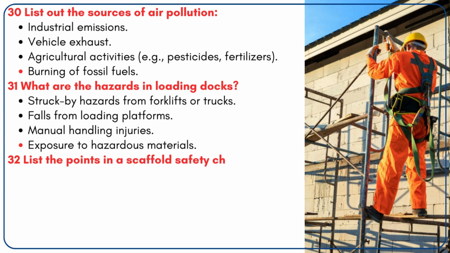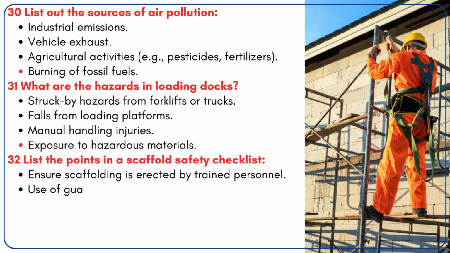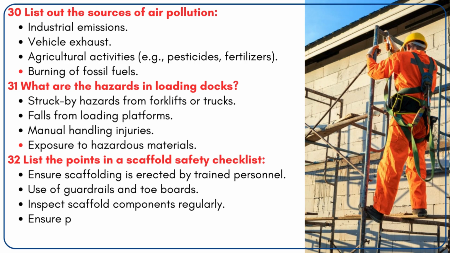32. List the points in a scaffold safety checklist. Ensure scaffolding is erected by trained personnel. Use of guardrails and toe boards. Inspect scaffold components regularly. Ensure proper load capacity. Use fall protection equipment.